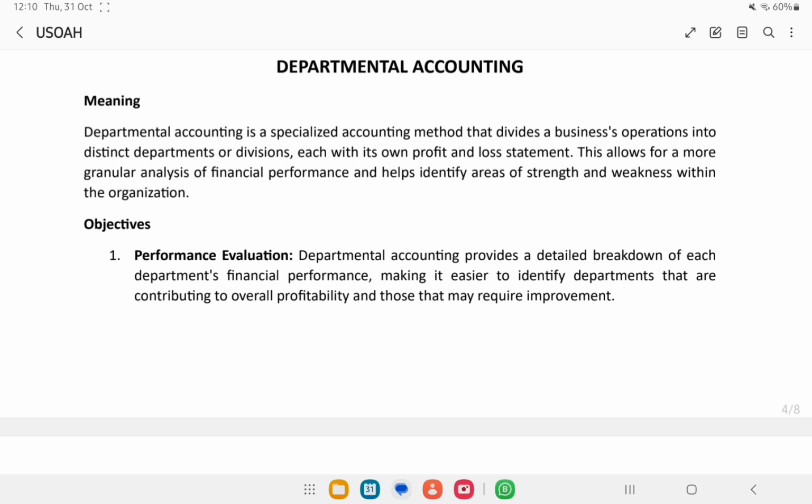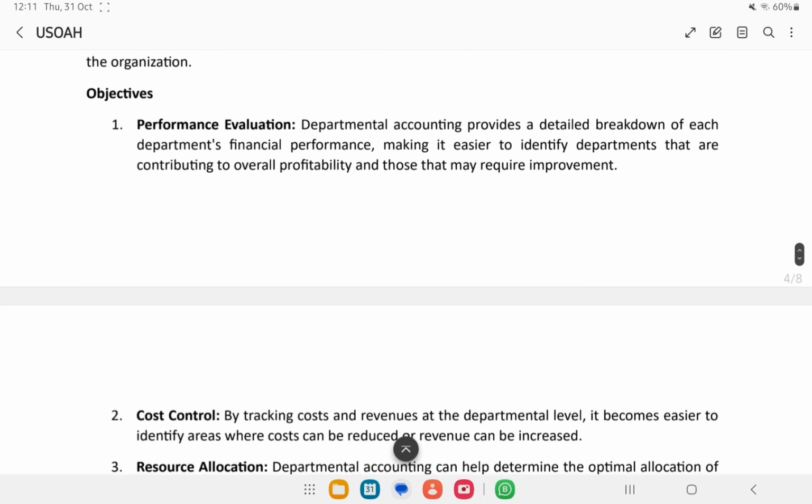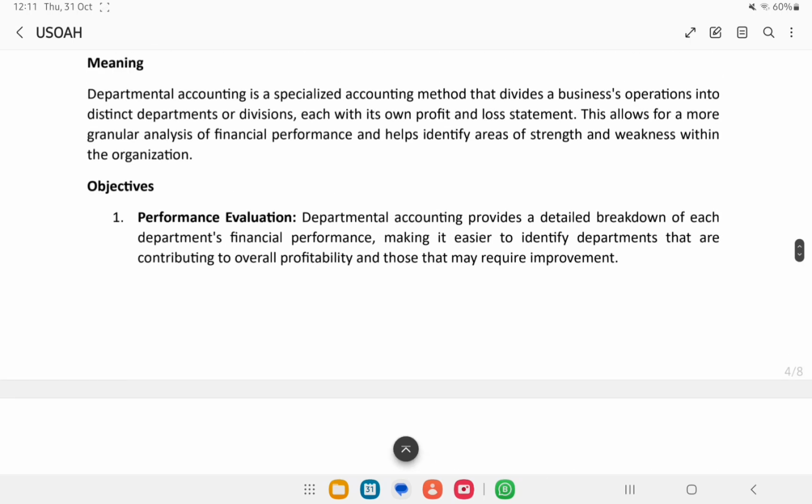Departmental accounting is a specialized accounting method that divides a business operation into distinct departments. It divides the whole process of the business into departments that are distinct and identified individually, which will have its own profit and loss statement, isn't it? This allows us to make it more granular, that means small and understandable. What are the objectives of departmental accounting?